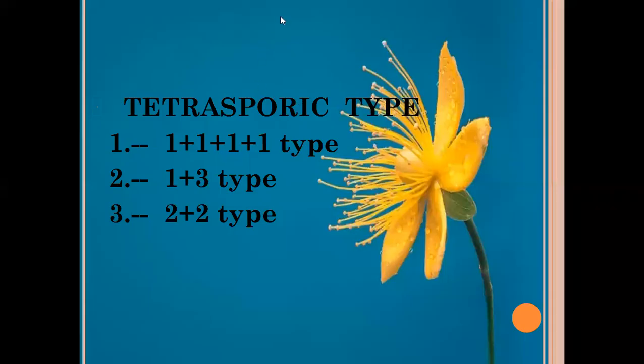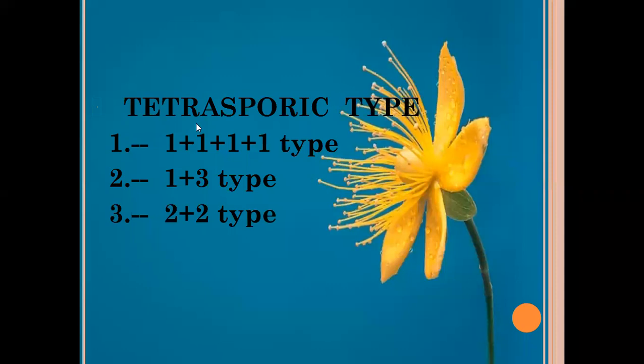See, children, tetrasporic embryo sacs. Tetrasporic type of embryo sacs are mainly three types. Tetrasporic means the megaspore mother cell participates in the reduction division to form 4 haploid megaspores. From those 4 haploid megaspores, a complete embryo sac is developed, called a tetrasporic embryo sac.